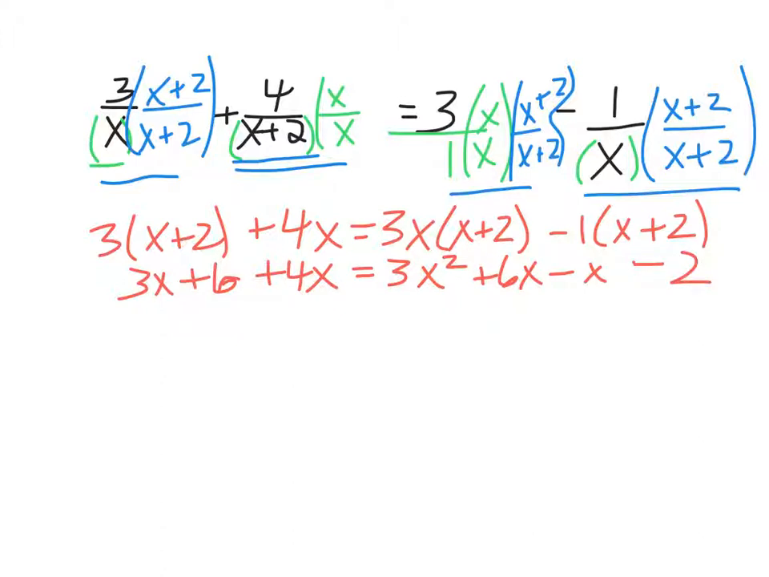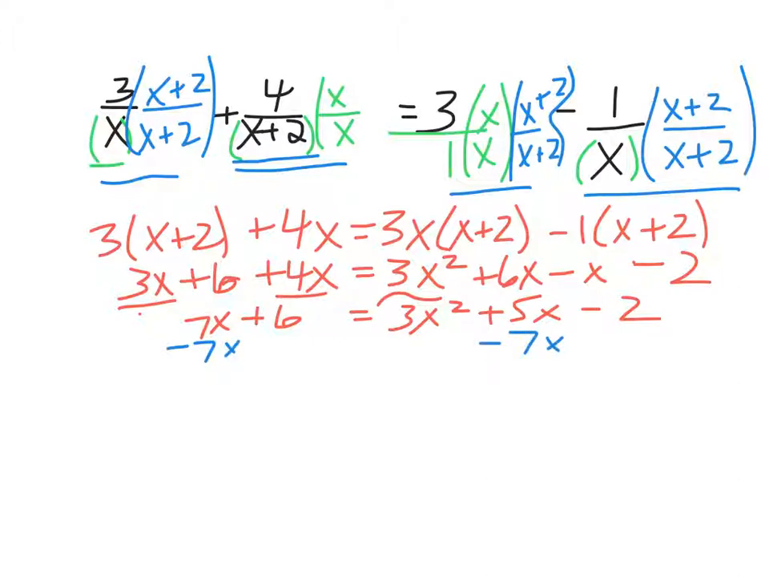I noticed that I have x squared in this problem, and when I have x squared in the problem, you need to get all of the terms on the same side. So since my x squared is positive, I'm going to move everything on the left. So first let me combine this. This would be 7x plus 6 equals 3x squared plus, let's simplify that as well, 5x minus 2. So I'm going to minus 7x and minus 6.